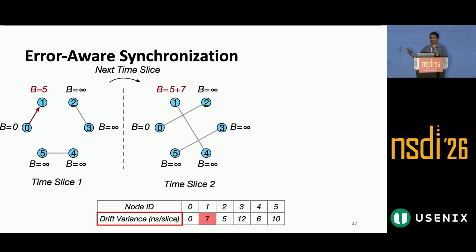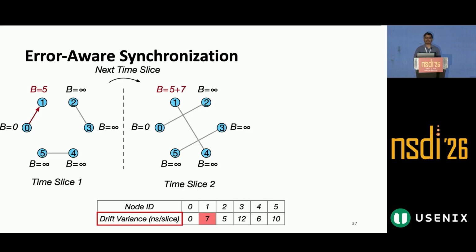Now as time passes, the clocks on all the nodes will drift and therefore every node will increase its error bound by its maximum drift variance. So in this case, node 1 has a maximum drift variance of 7 nanoseconds per slice, so it increases its own error bound by 7. Node 0 is the reference node and so its drift variance is 0.